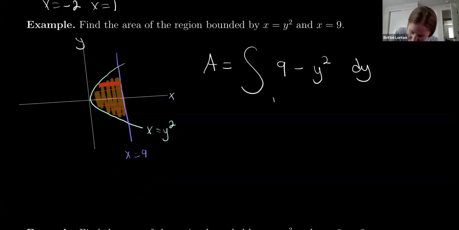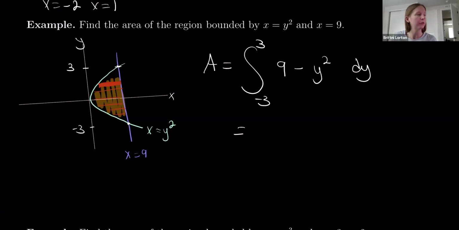And so it's always going to be the right minus left when you're doing a dy sliver. You might think of it as just bigger minus smaller. That's a little bit more helpful sometimes. And then I need to find those bounds. So if I were to set those two equal to each other, hopefully you can see that they intersect on the y-axis at -3 and 3.